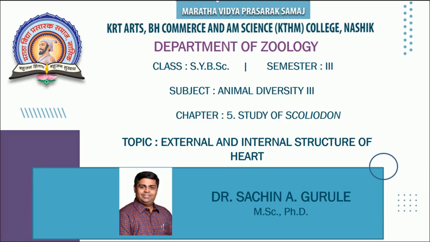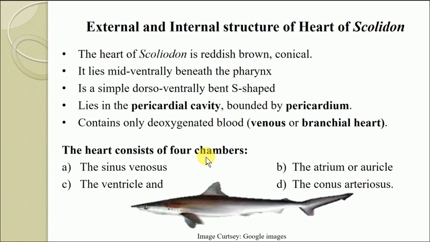In the previous lecture of SYBSc subject Animal Diversity 3rd, we have learned the respiratory system of the scoliodon, that is the Indian shark. And in this lecture, we are going to learn the external and internal structure of the heart, which is part of the circulatory system. So let's see the external structure of the heart of scoliodon.